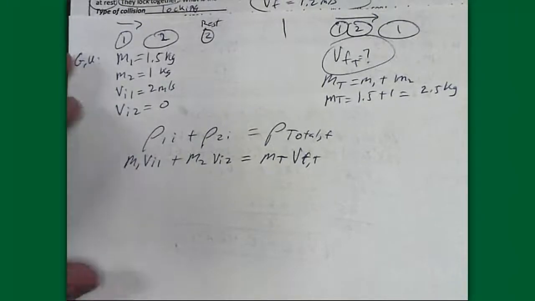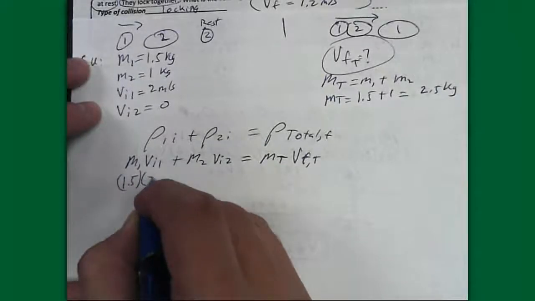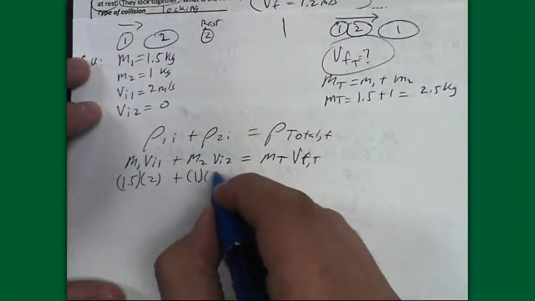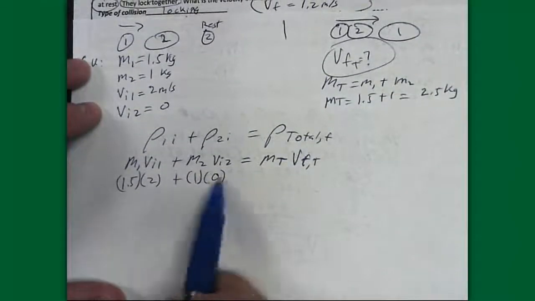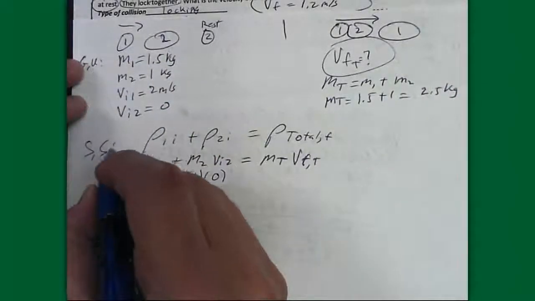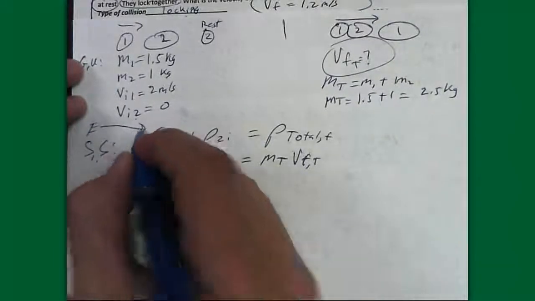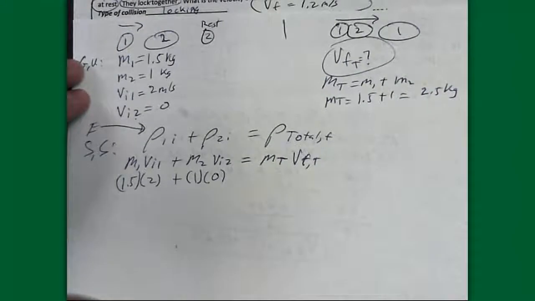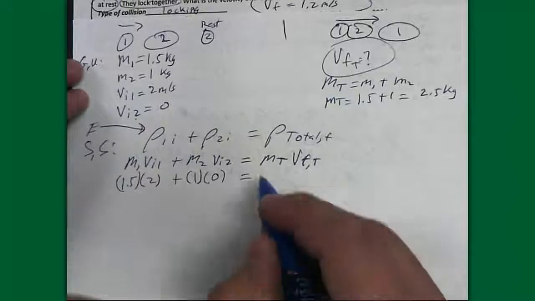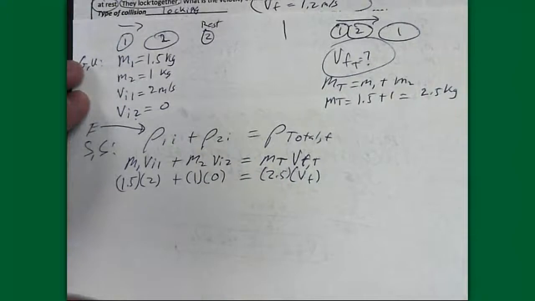Alright, let's put in what we know. Mass 1 is 1.5. Initial velocity of 1 is 2. Mass 2 is 1. Vi2 is 0. Again, I'm just plugging in things here that I have in my givens and unknowns. By the way, this is the substitute and solve step. And I guess this will be the equation step where we went right there with that. Still using the GUESS method, just in case you didn't know that. 2.5 kilograms is the total mass. And I'm looking for the final velocity.